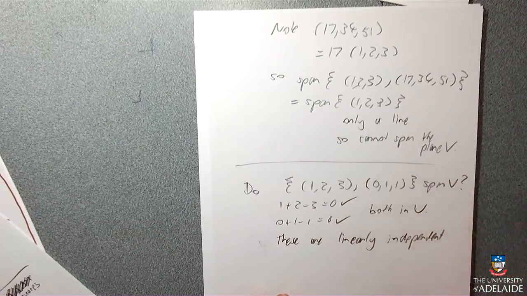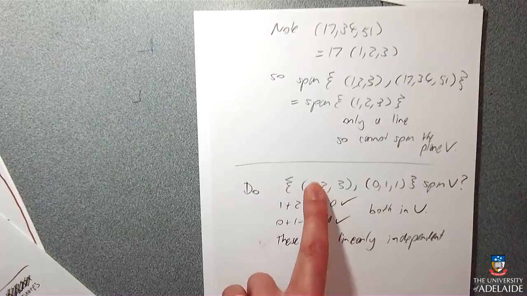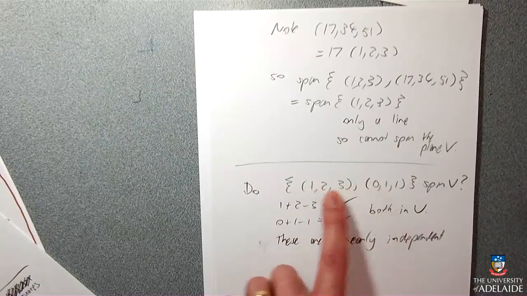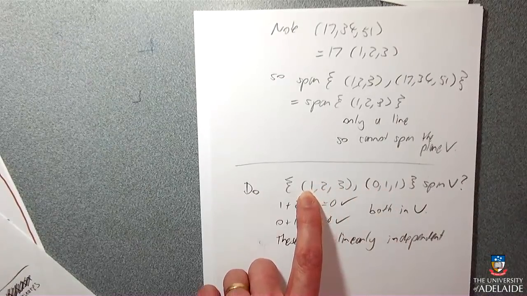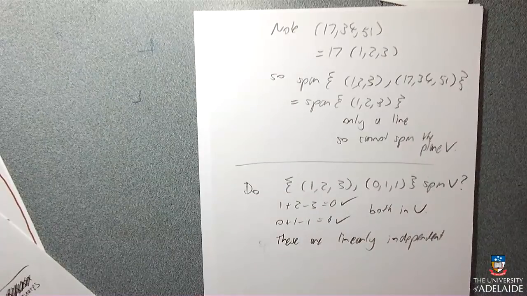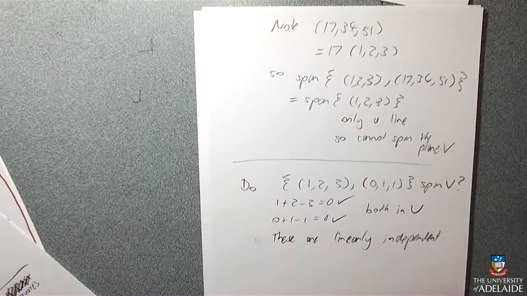I know they're independent because that one's not a multiple of that one. If it was, there'd be a 0 in this spot. With two vectors, you just have to check that they're not multiples of each other for them to be independent. With three, you have to do the matrix thing or just guess. Okay, so these are linearly independent.